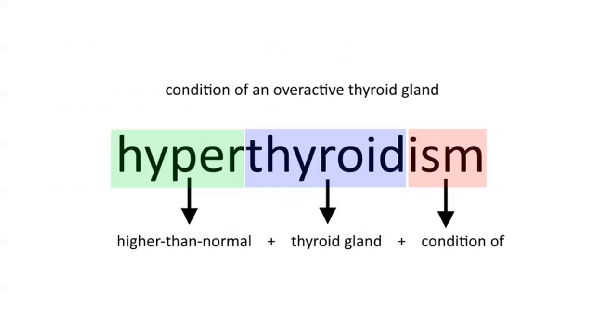So putting all of that together, here we have a visual representation of that information. We have the term hyperthyroidism. Hyper is a prefix, which means higher than normal. Thyroid is the root of the word, so here it's referring to the thyroid gland. And then ism is a suffix which refers to a condition. So without even knowing this term, you can roughly work out that it's a condition of an overactive thyroid gland.